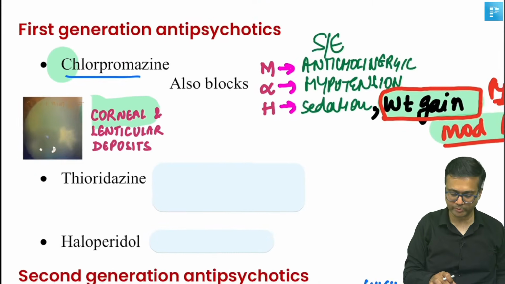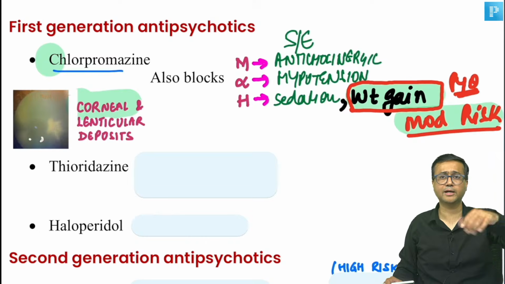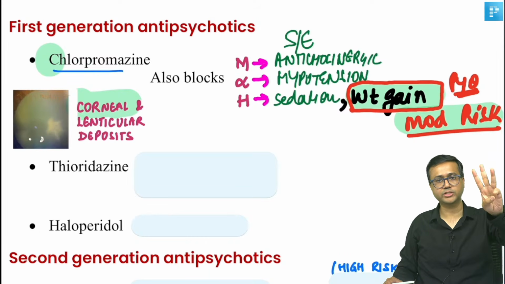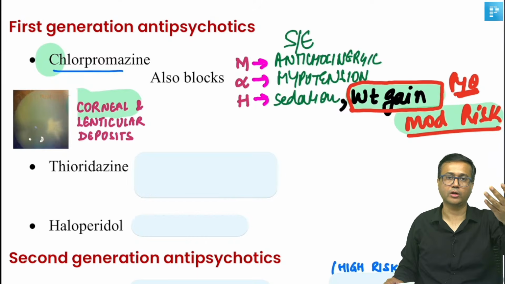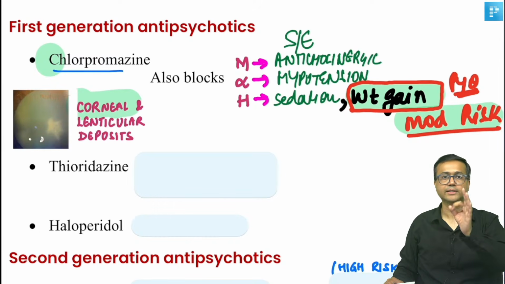So these are some important points about chlorpromazine. This question was asked in INI-CET exam. Chlorpromazine blocks D2, alpha, H, M, all. So answer was all. D2 is the mechanism of action and rest blockage is causing side effects.